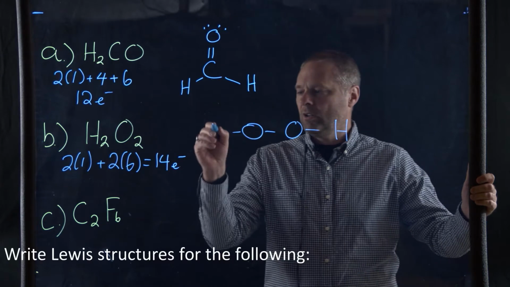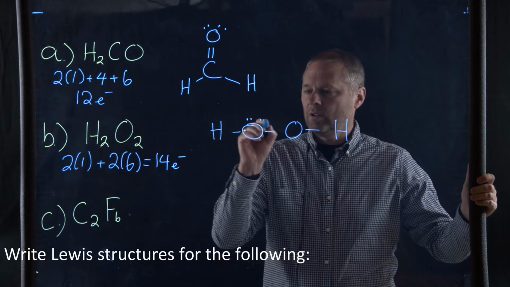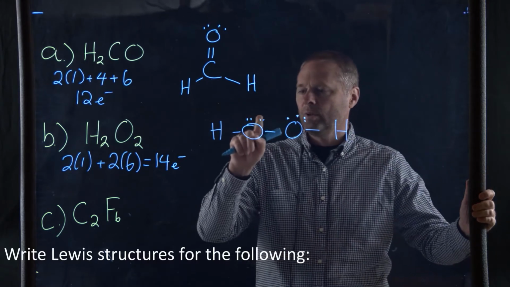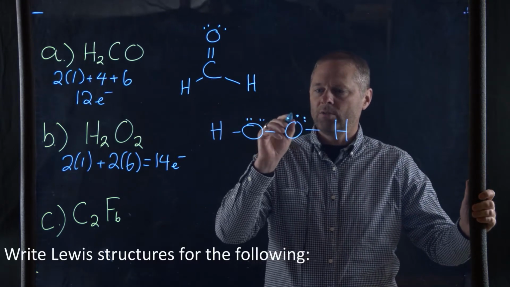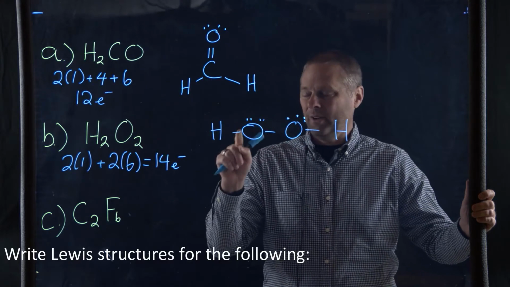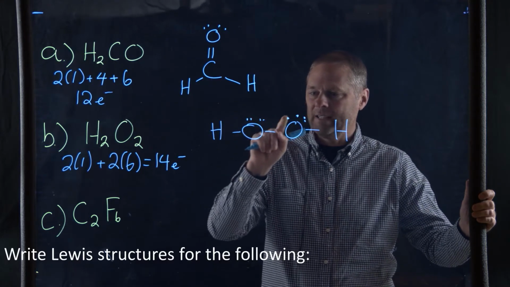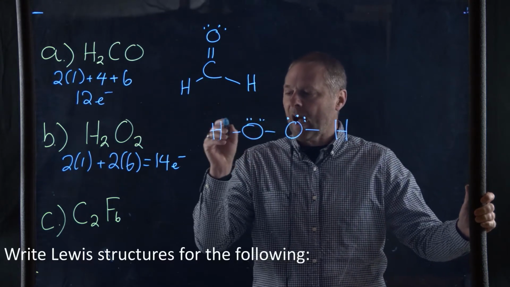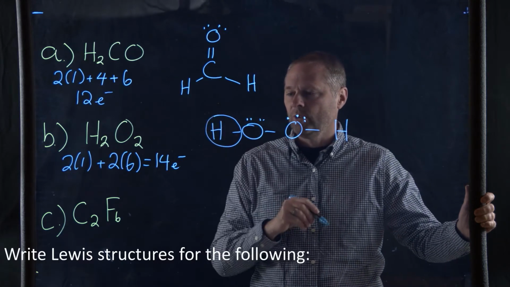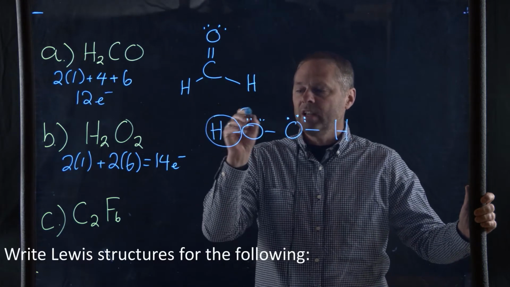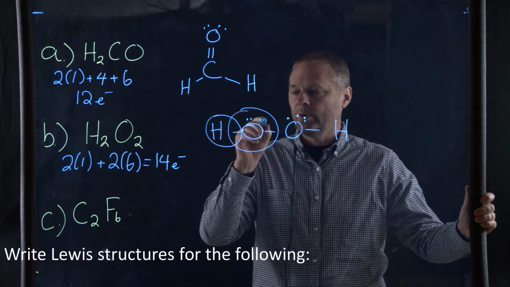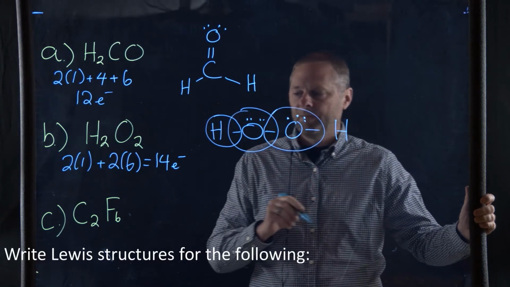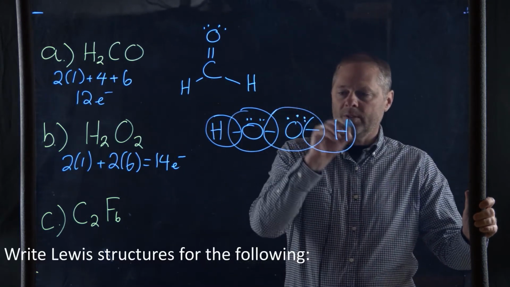And so you can draw the peroxide as such. And so we start counting the number of electrons, 2, 4, 6, 8, 10, 12, 14. So that gives us 14. Now notice, hydrogen is only going to have 2 electrons. Each oxygen is going to have 8 electrons. So there's 2, 4, 6, 8. And then the hydrogen is going to have 2 electrons as well.